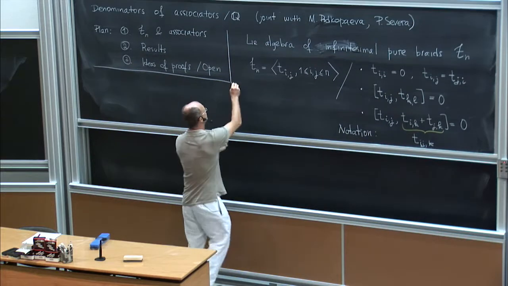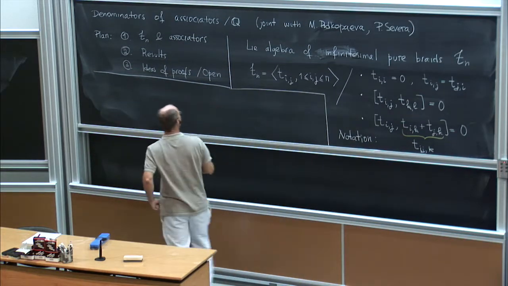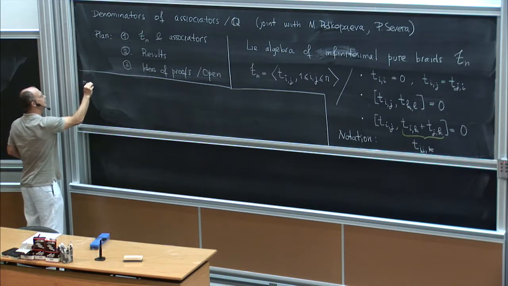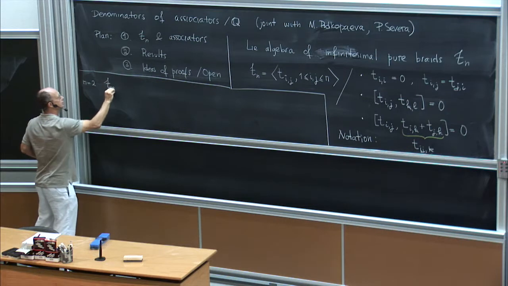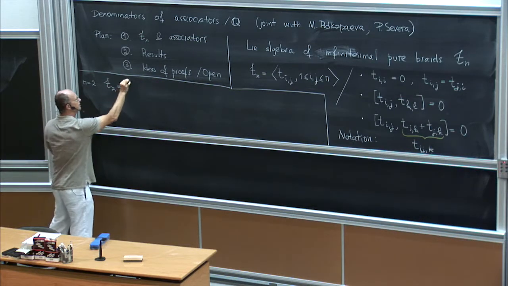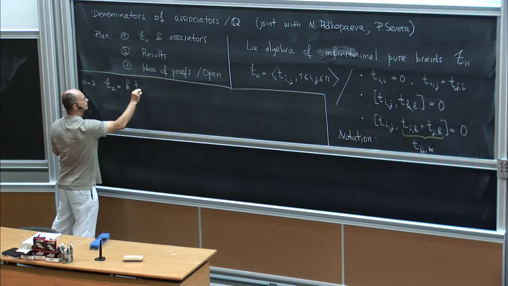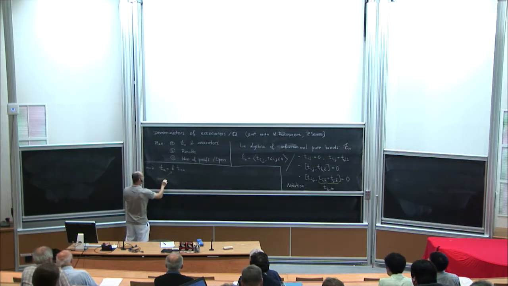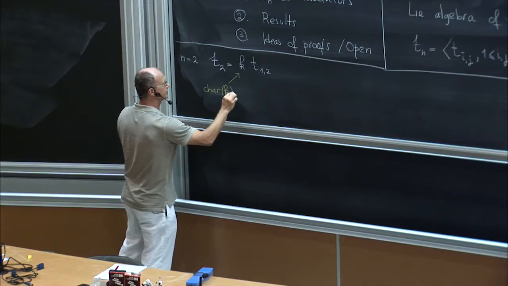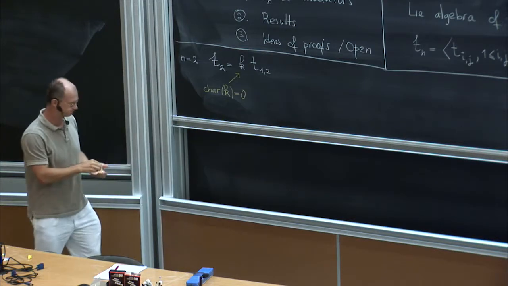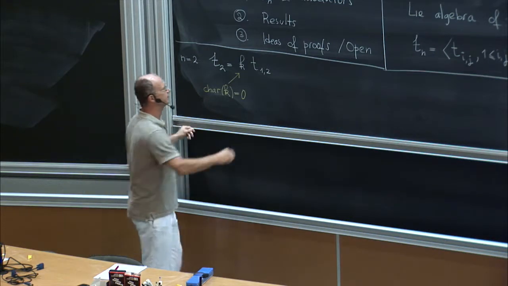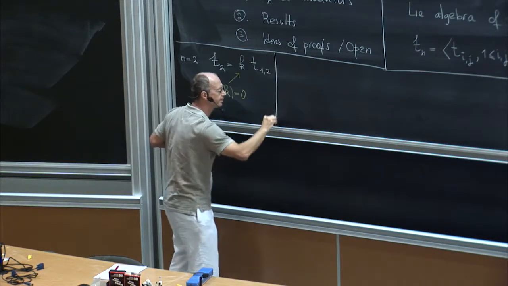Perhaps some information about Tn for n small. So when n equals 2, T2 is simply the abelian Lie algebra with generator T12. Here maybe I should have said from the very beginning, we do it all over the field of characteristic 0. At some point we also use finite fields, but then I'll tell you.